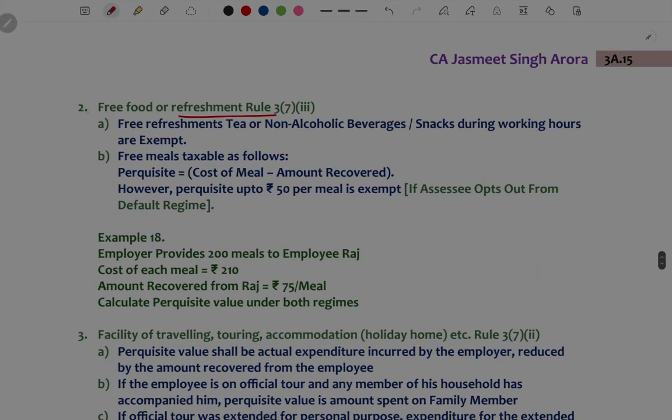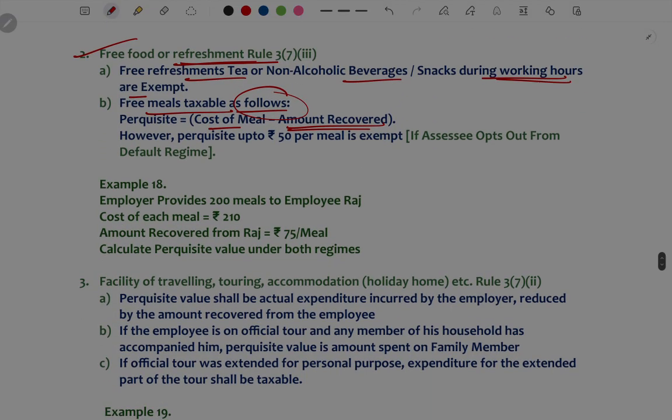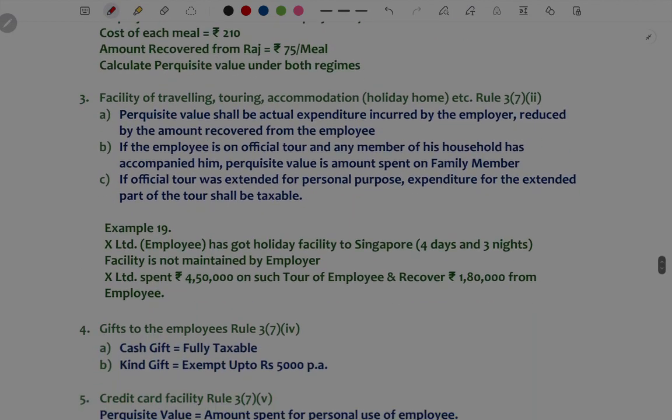If you're giving free food and refreshment, free refreshment, tea, or non-alcoholic beverage during working hours are exempted, so you don't have to worry about it. But free meals are taxable. Cost of meal minus amount recovered. If the employee is paying any amount, that would be subtracted from your perquisite value. Up to 250 rupees per meal is exempt, only under the old regime. Only the old regime. You will not face any difficulty by solving all these questions.